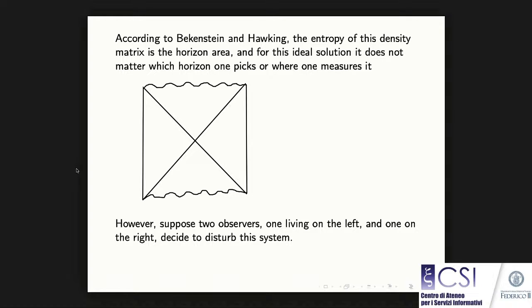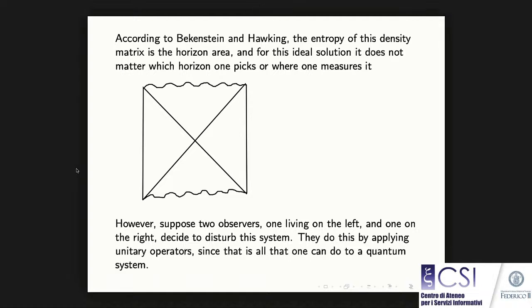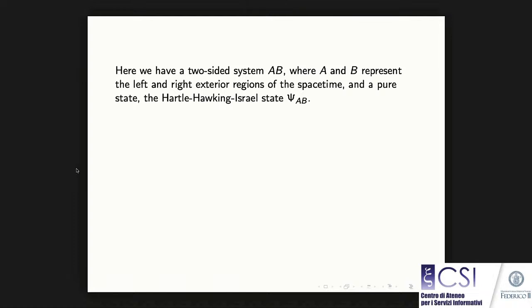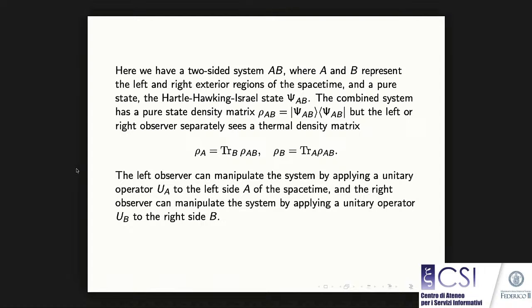However, suppose two observers, one living on the left and one on the right, decide to disturb this system. They do this by applying unitary operators, since that's all one can do to a quantum system. Here we have a two-sided system, AB, where A and B represent the left and right exterior regions of the space-time, and we have a pure state, the Hartle-Hawking Israel state of the black hole. The combined system has a pure state density matrix, but as we discussed in the first half of the lecture, the left or right observer separately sees a thermal density matrix. Well, first of all, the left and right observer sees a density matrix that's not a pure state, but for this particular Hartle-Hawking Israel state, rho A and rho B are both thermal.